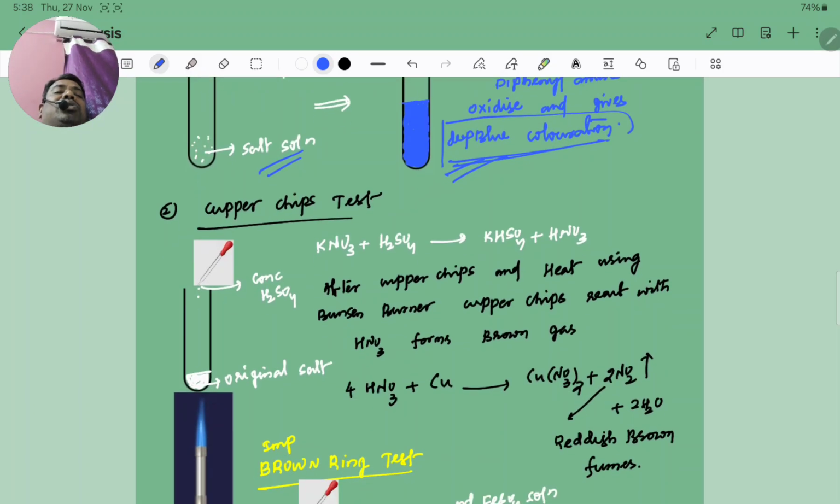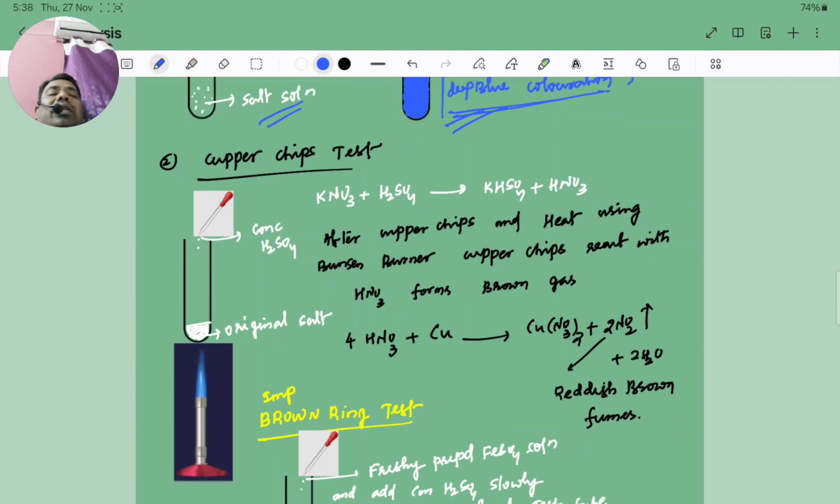Okay, now the second test, student, the copper chips test, right? Take the original salt, add concentrated H2SO4 dropwise, then heat the content using the Bunsen flame, right? After heating, it will produce HNO3 vapors. After formation of HNO3 vapor, you can add copper chips, student, and heat using the Bunsen burner. The copper chips react with HNO3 and it will produce a brown colored gas.